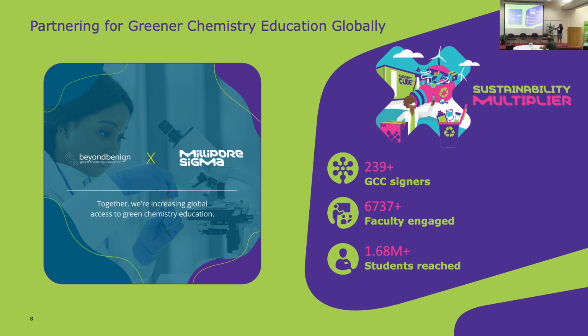So to date, we have over 239 GCC signers, which means that we've got almost 7,000 faculty that are engaged, and we are reaching 1.68 million students. And our goal, though, by 2030 is to have 525 signers, and we want to reach 14.8 million students. This is a global program, and we support it all over the world. We try to help as much as we can with different events with Beyond Benign.